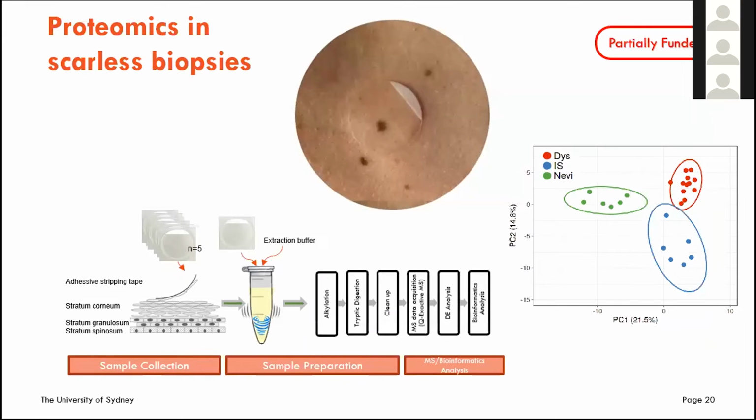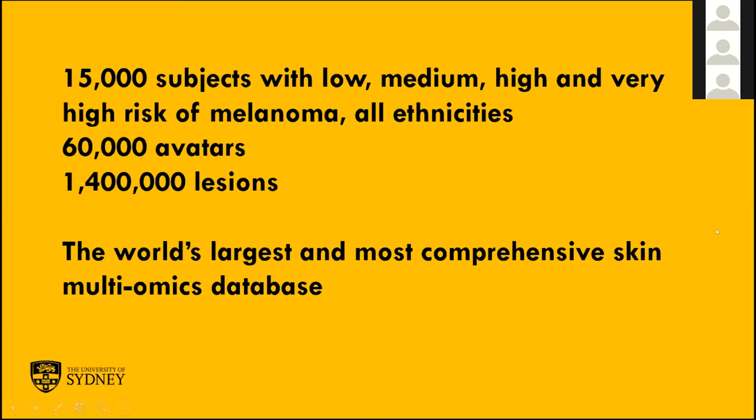And my personal project, we are going to get scales from the surface. We're going to put a sticker, get the proteins that are on the top. We're going to analyze those and try to see if we can differentiate. We have some preliminary data, melanoma from just a normal nevi. So all these things we're going to combine. We want to get 15,000 people of low, medium, high, and very high risk of melanoma, all ethnicities.